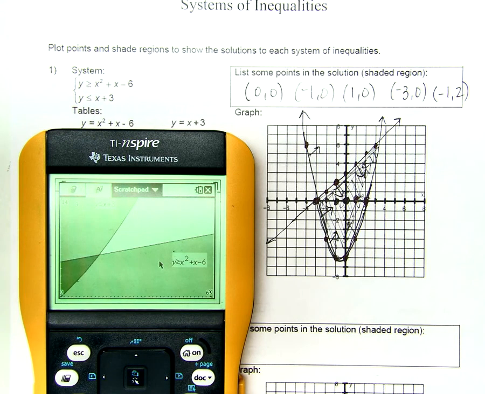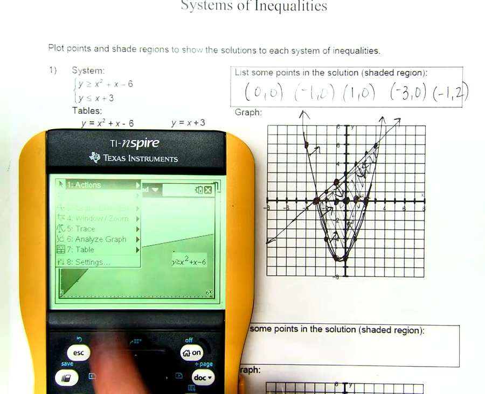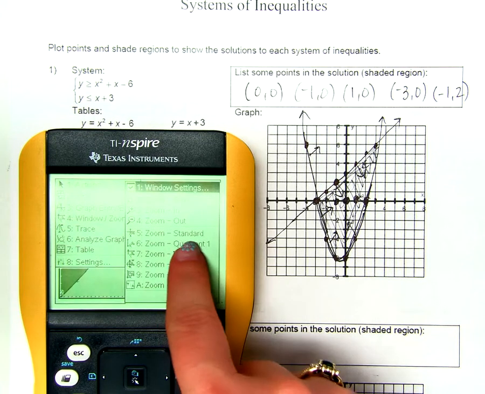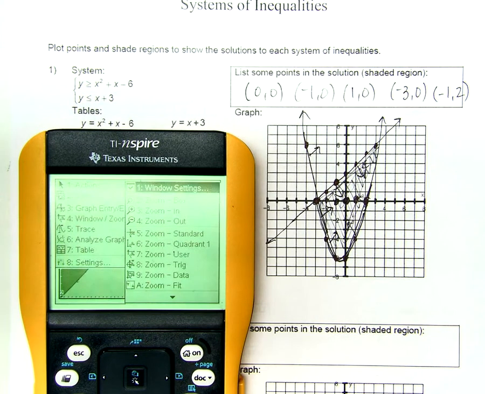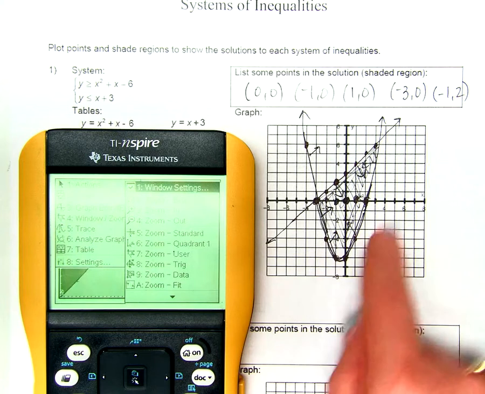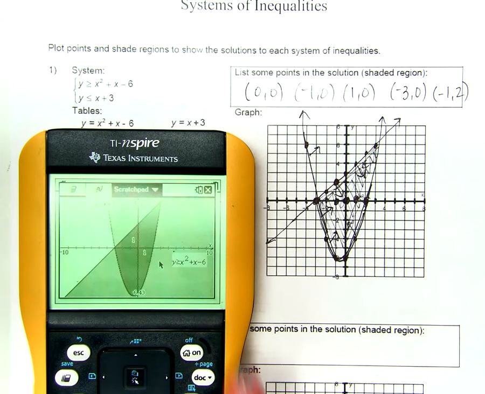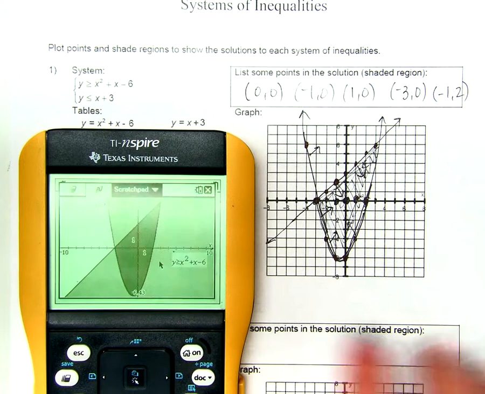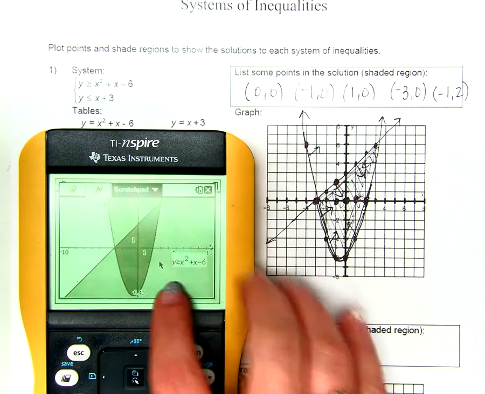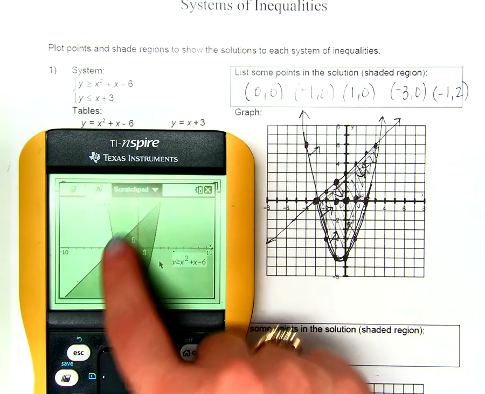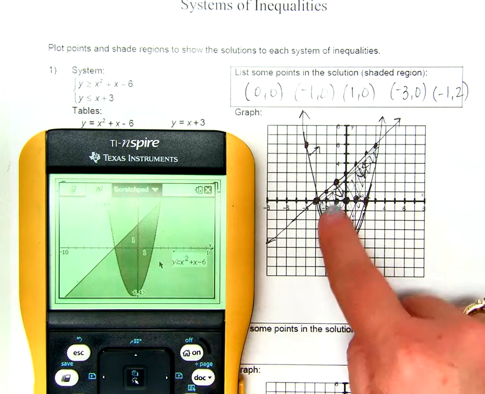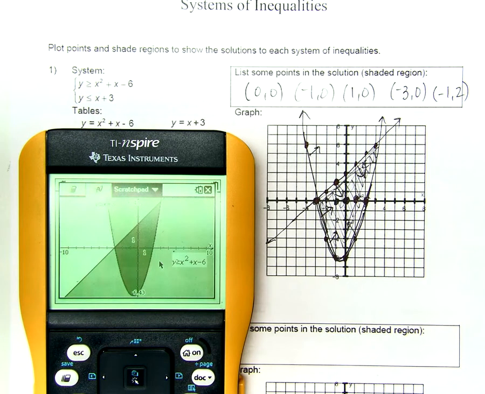Oh, my window. What kind of window do I need? Don't I need a standard window? I don't have to put the numbers in on my settings every time. I just need a standard window in this case. Do these look the same? Now they shade everywhere for both ones. We only shade where everything is true, right? But notice that this part in here is darker, so we know that that's the true solution. Okay? So can you do these in your calculator?